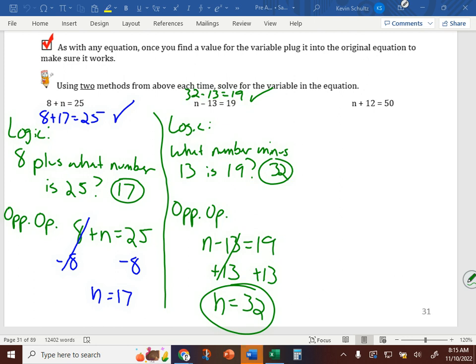Questions so far? Anthony? Could you just try to get the 13 and just add it to 19? Yeah, and that's essentially what we're doing, right? We are adding 13 to 19. Yeah, but I don't think we have to show all the work, like adding the 13 to the negative 13.